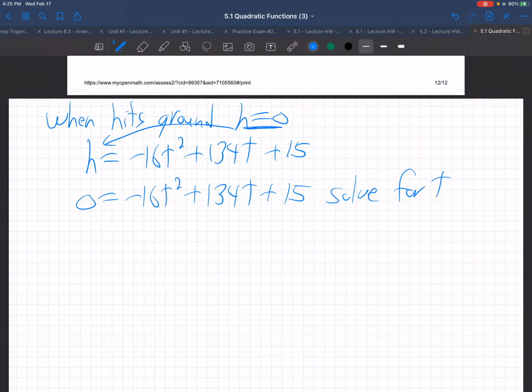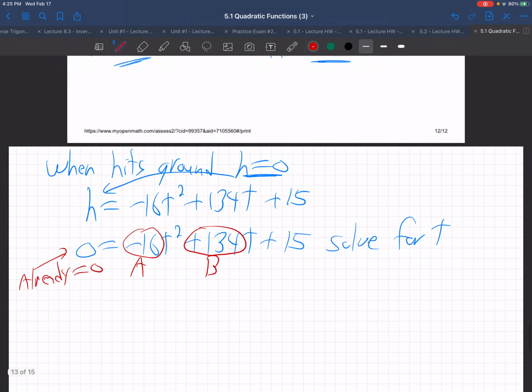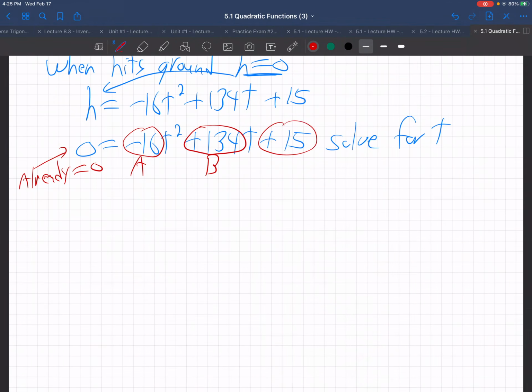So set it equal to 0 and solve for t. Okay, so it's a quadratic formula, isn't it? We've already got a 0, already equal to 0. So we don't have to do that first step like we did last time. Remember last time we had a 228 over here, so I had to subtract 228 to get a 0. That's the first step: get a 0 before you do the quadratic formula if you don't already have one. But we've already got a 0, so we don't have to mess with that.